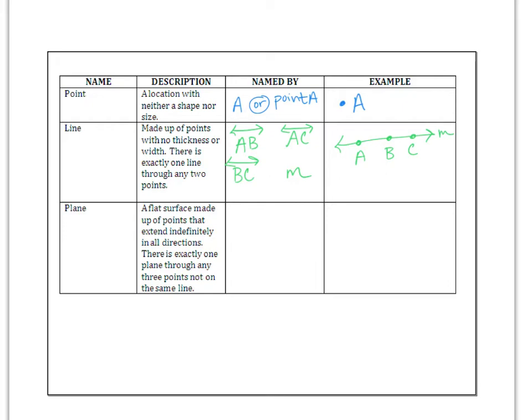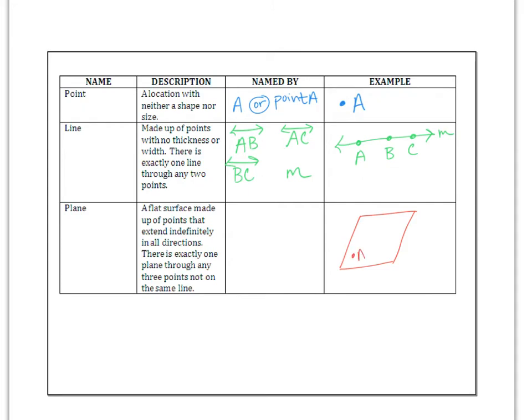Next, we have planes. A plane is a flat surface. It's made up of points that extend indefinitely in all directions. Like lines go in 2 directions, these flat surfaces or planes go in all directions. And there is exactly one plane through any 3 points not on the same line. Let's try to draw a plane. It's a little tricky because it goes in all directions forever and it's basically humanly impossible to do that. But I'll just draw something that looks kind of like this, like a parallelogram.